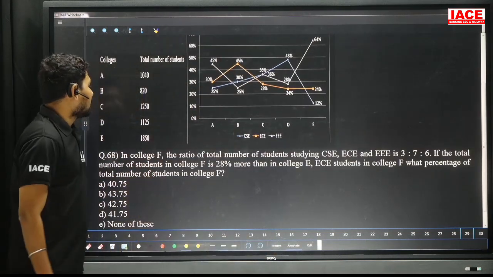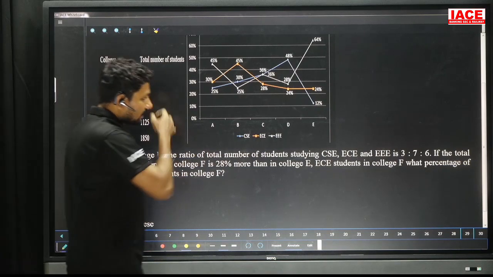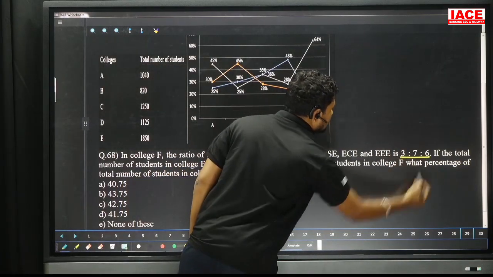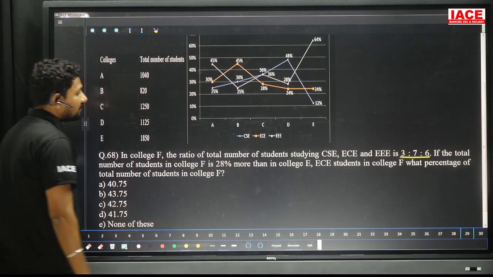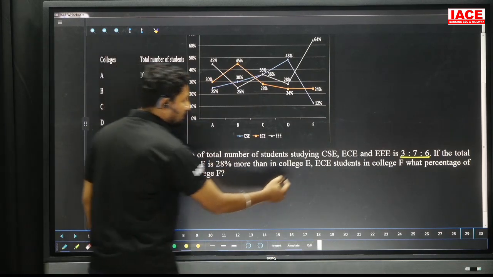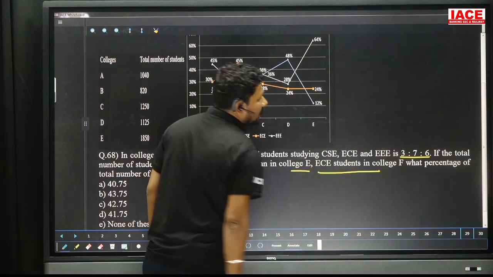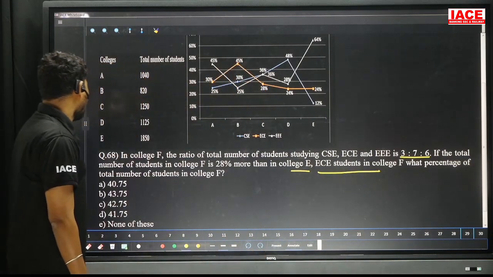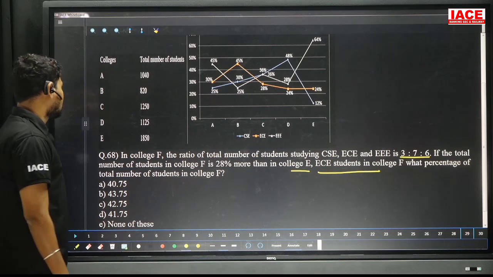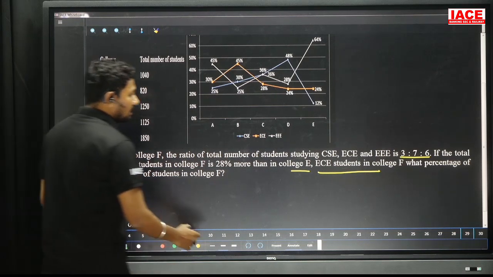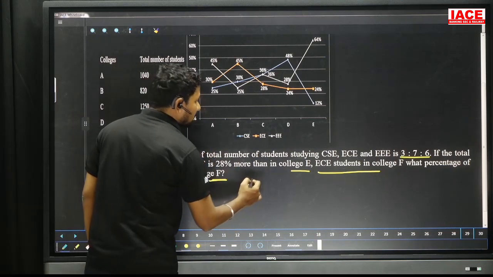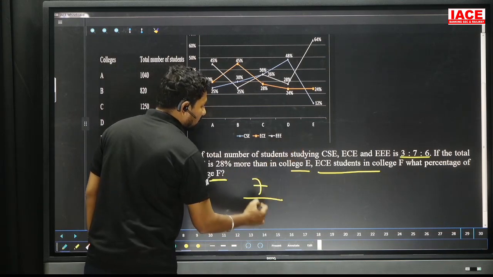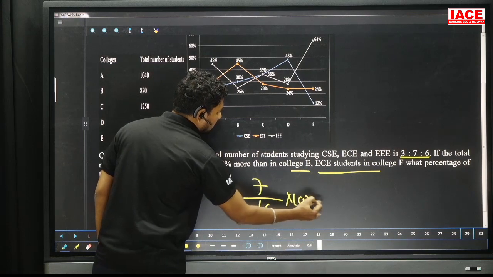Look at college F, the ratio of total number of students in CSE, ECE, EEE is 3 is to 7 is to 6. And the total number of students in college F is 28% more than college E. ECE students in college F, what percentage of total number of students in college? Okay, total ECE value is required, particularly which college? F college. F college contains ECE as how many parts? 7 parts. Out of how many parts? 16. I need the percentage. This is our answer.